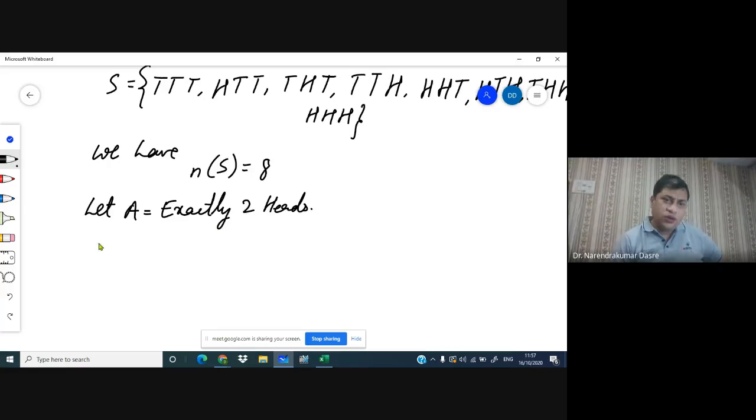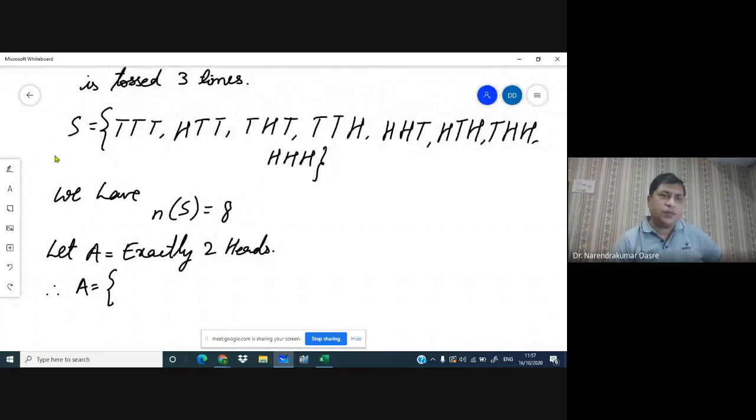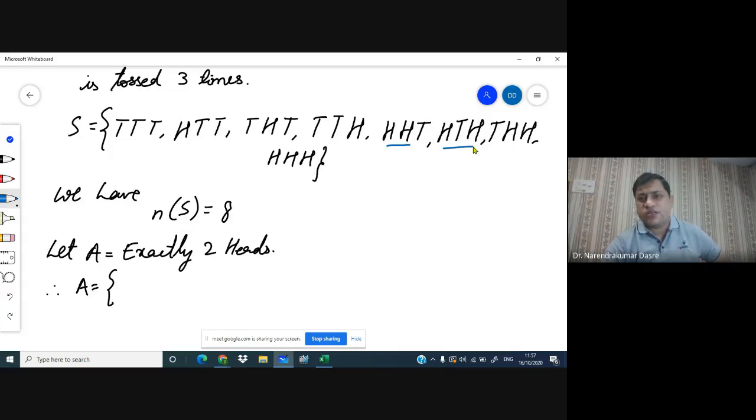Now we need to write the sample points in A. We have to collect all those points where we get two heads. See the sample space and find where we have two heads. So this is two heads, this is two heads, and this is two heads. Is there any other where we get two heads?